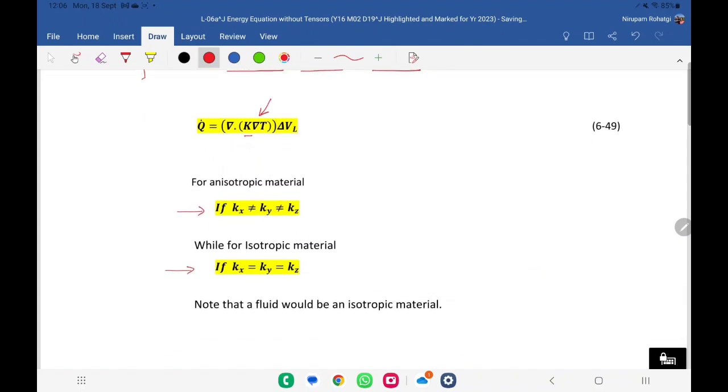And note that the fluids we are talking about are isotropic materials because they mix in the reactor. But still it is possible that you have fluid mixing in such a way that they have different formation in different directions, then you will have to take care of that. So this is your energy equation.